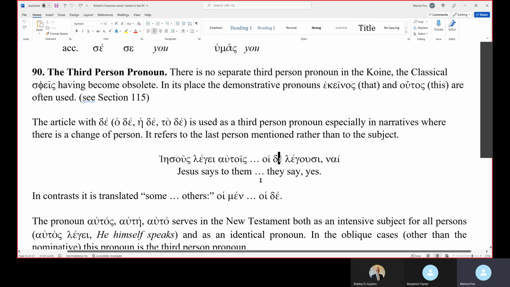Also, this is a structure we run into: some say, and this is others say. And then remember, this is a separate group. It always refers to the last person mentioned rather than to the subject. So we have some, others say. Some say this, others say this.